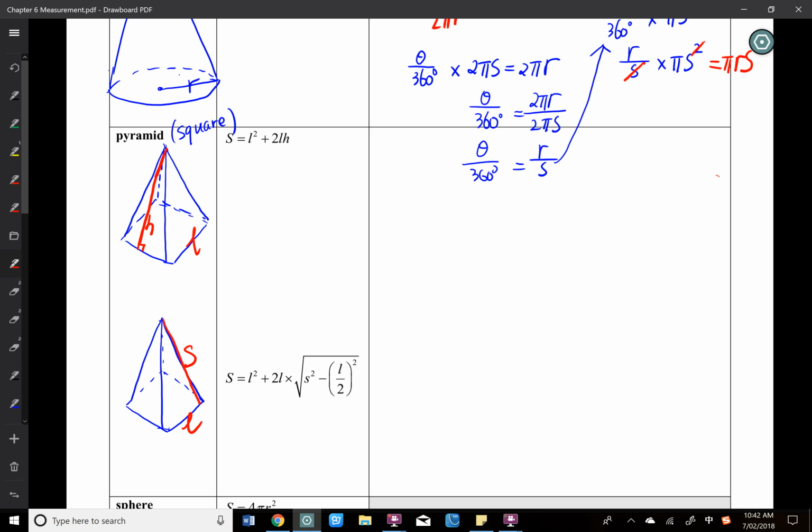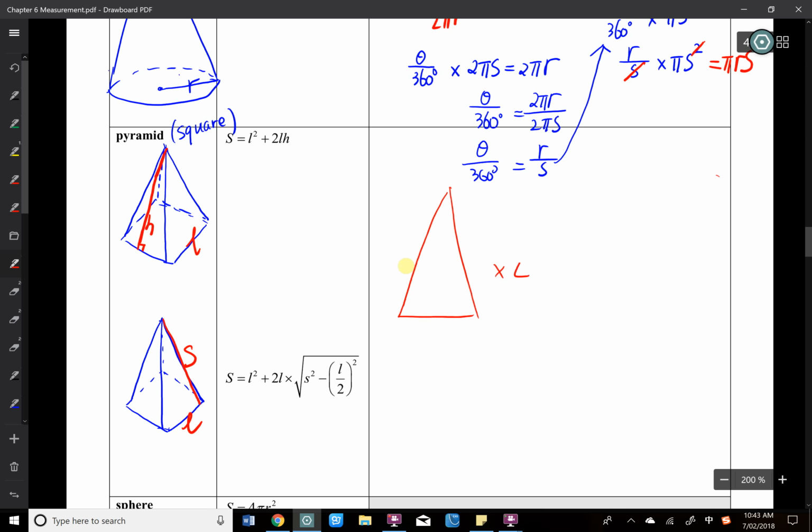It's not very good. Identical triangles there. So one square base and four identical triangles. If you think about the net of this graph, we'll have a triangle like this times that by 4, and we also have a square base.